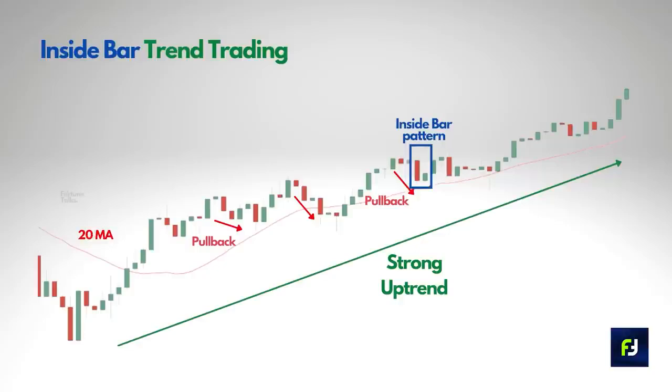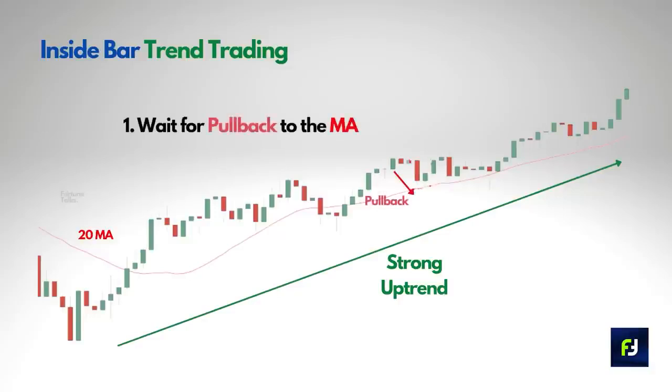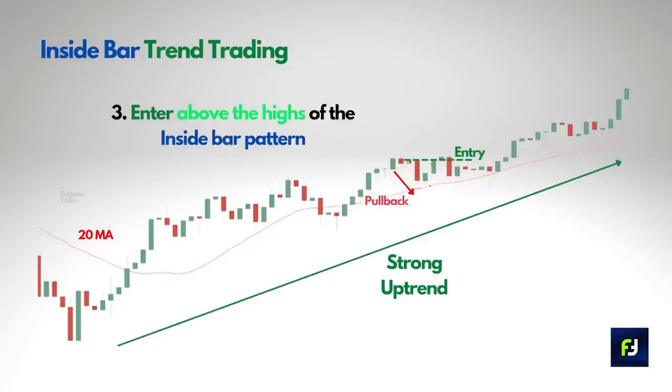Now here's how you can approach the trade when you are going long on the market. Now as we have mentioned, the price is in a strong trend, that is the price is above the 20 moving average. We have to wait for a pullback to occur. And if the pullback has occurred, we have to wait for an inside bar to form. And if the inside bar is also formed, then you can go long when the price breaks above the highs of the previous candle of the inside bar. Or you can wait for the confirmation.